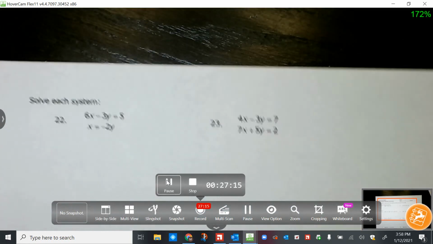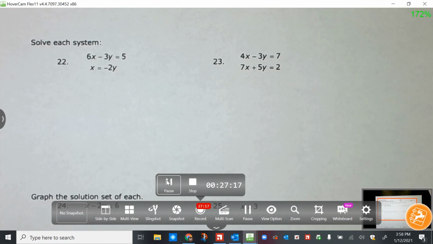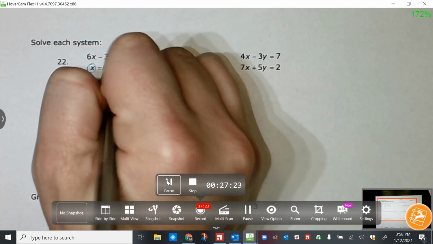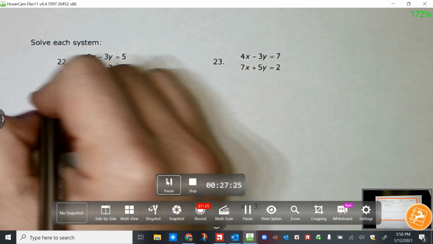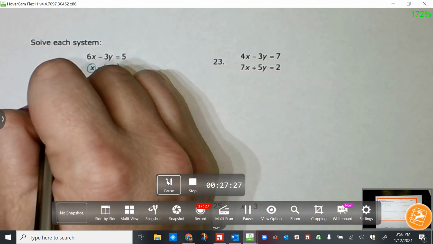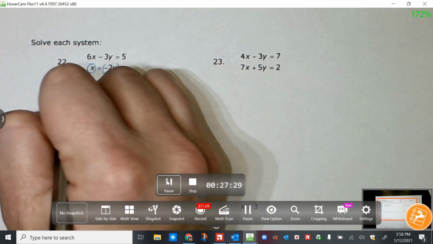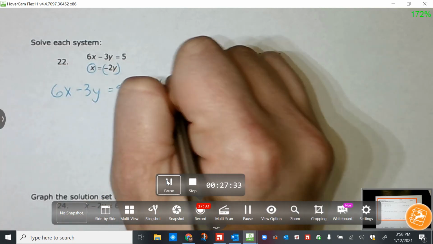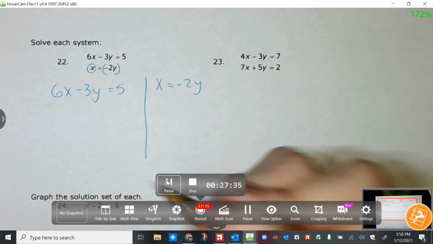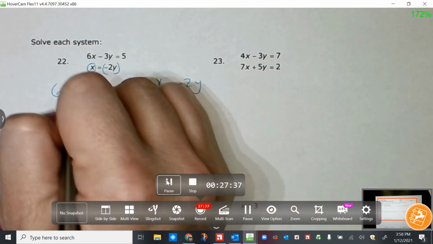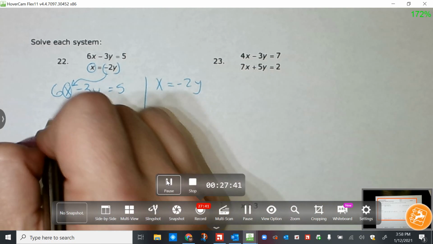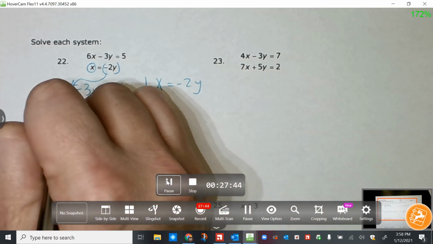Almost done. Okay, solve the system of equations, y'all. There's a couple different ways to do this, but I want you to realize this one is set up for substitution because this is by itself and this is the substitute. So remember, we'd write the one that doesn't have the substitute and the one that does. And you're going to replace the x with -2y because if they're equal, that means they're the same thing. They're the substitute.